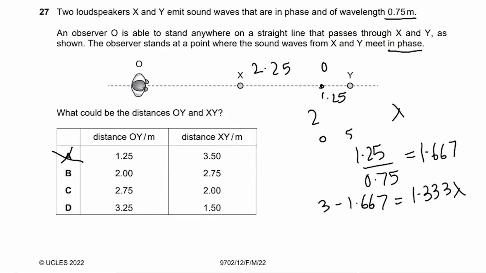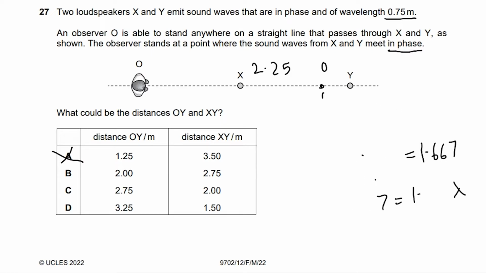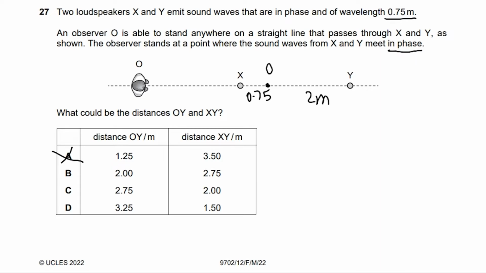Let's check option B. In option B, the distance OY is 2 meter and the distance XY is 2.75 meter. So this means O is somewhere here. The distance OY is 2 meter and the distance XY is 2.75 meter. So the distance OX is 2.75 minus 2, which is 0.75 meter. This is 0.75 meter, and let's find out the path difference.